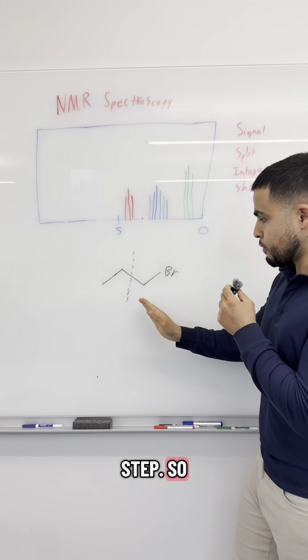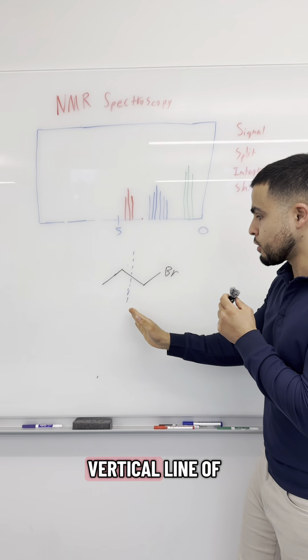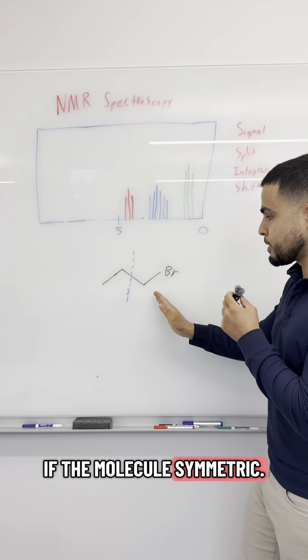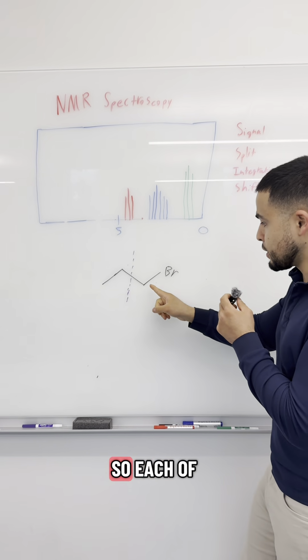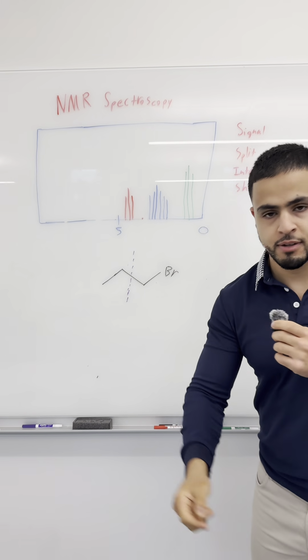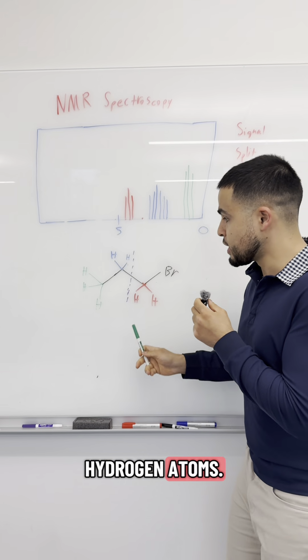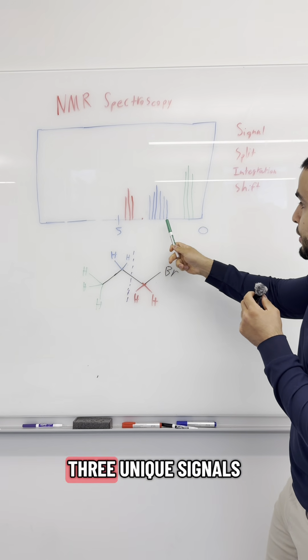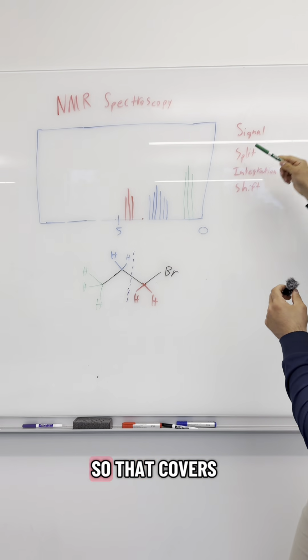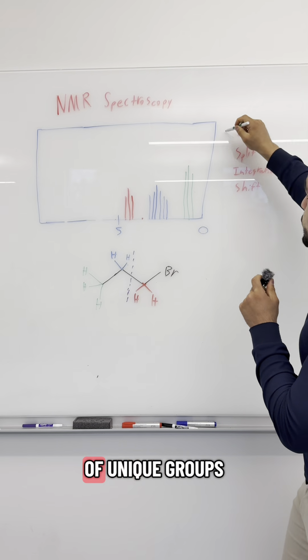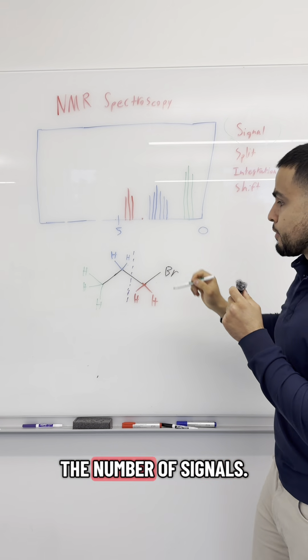So the first step over here is I draw this vertical line of symmetry to determine if the molecule is symmetric. It is indeed not symmetric, so each of these carbon atoms are unique. As you can see, because we have three unique carbon atoms, we have three unique groups of hydrogen atoms. That's why we end up with three unique signals on the reading. So that covers signals, the number of unique groups you have. That's going to determine the number of signals.